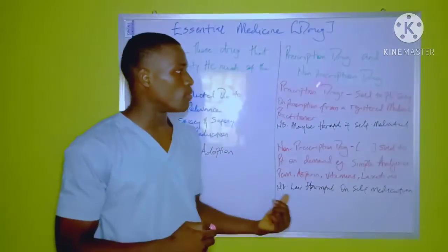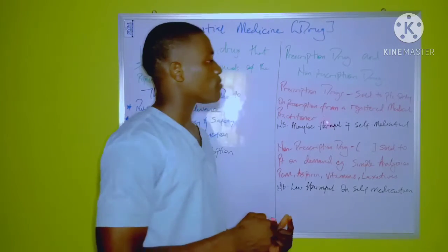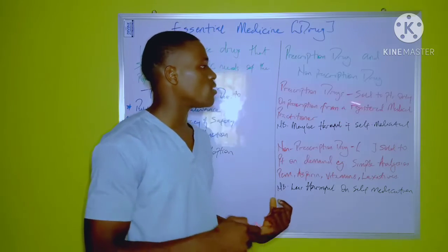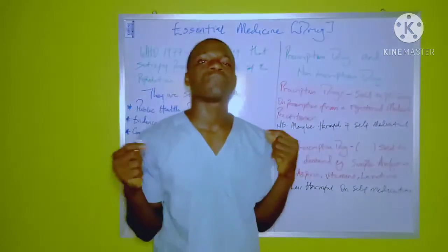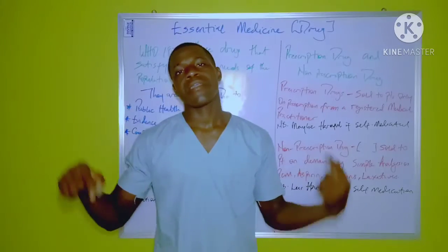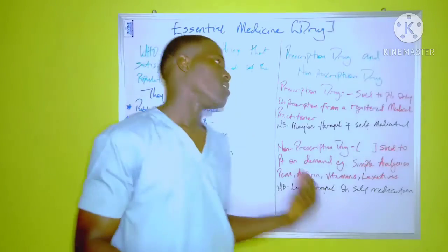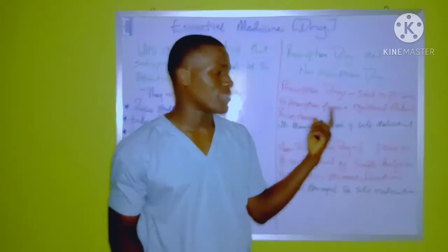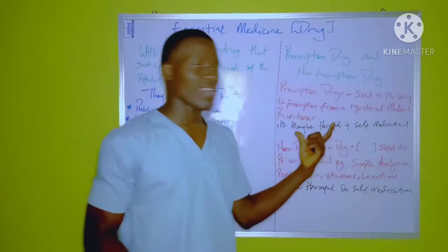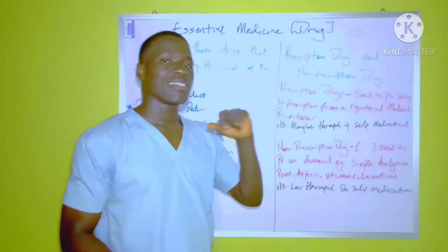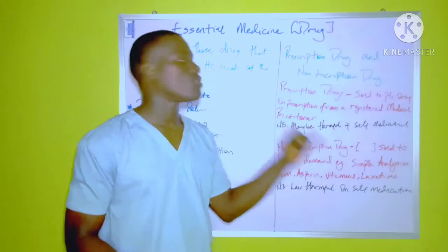So from what we have on the board, prescription drugs are sold to patients only on prescription from a registered medical practitioner. So these drugs are given to patients because they have been prescribed by a registered medical practitioner, and that's why they can be sold to them. And these drugs cannot be found over the counter because they are only sold on prescription to patients.